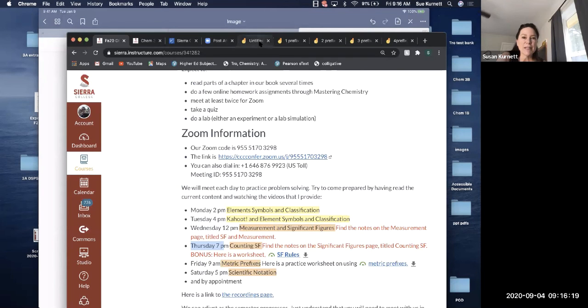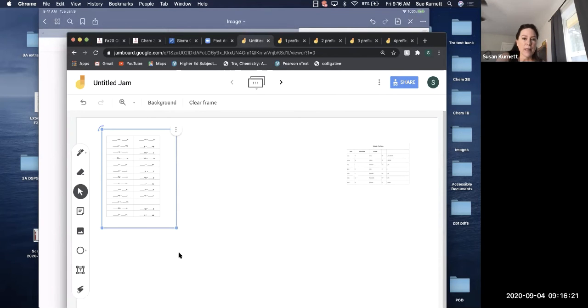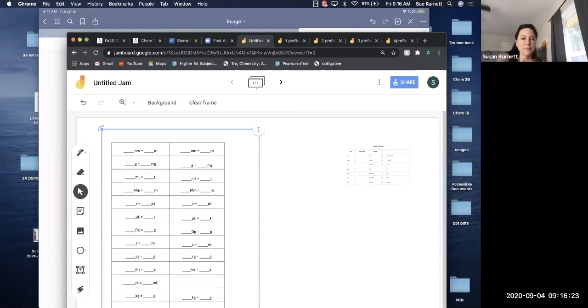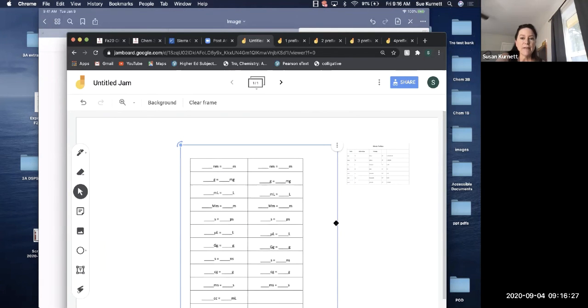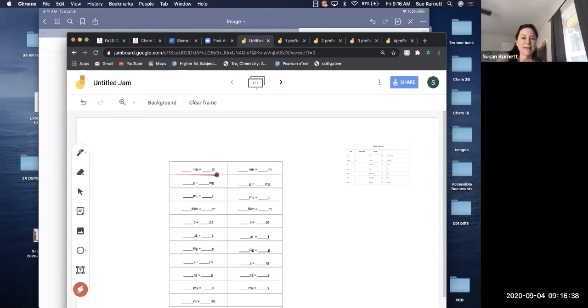Okay, so here's the Jamboard we're going to work with. And I've got these prefixes, and I've given them 2 columns. So here, and here are the same. Why are they the same?